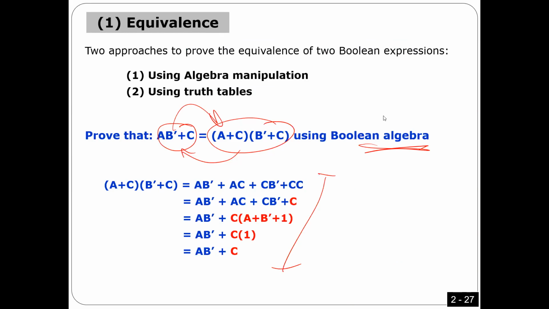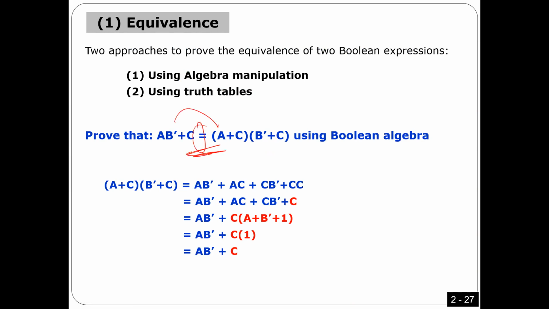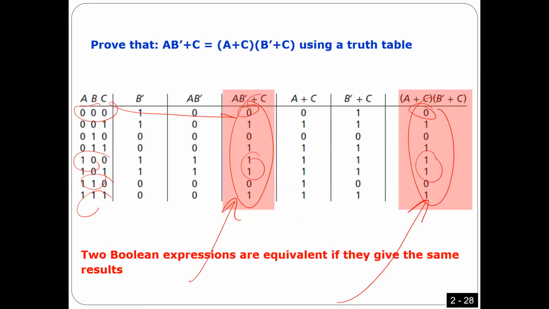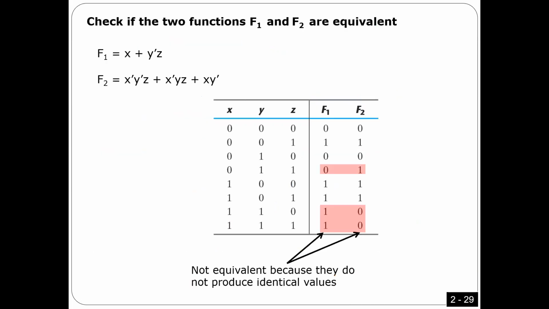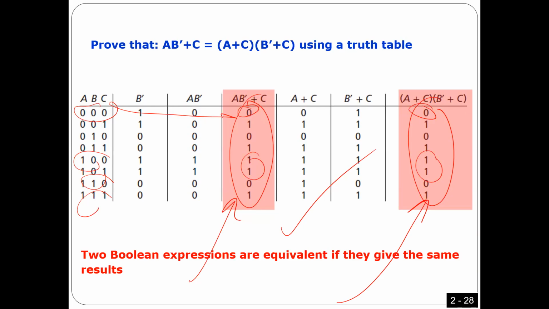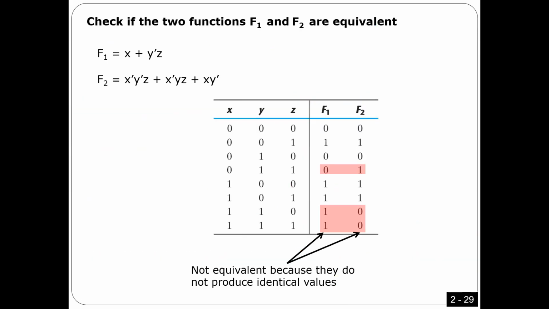And I told you this is the meaning of equivalence. If you want to prove equivalence, you can do it using algebra manipulation, or you can do it using a truth table. In exams and quizzes, if I don't tell you how, you can use any one of them. Is that okay? But I'm expecting you to know both of them: how to do algebra manipulation, and also how to do a truth table, okay?